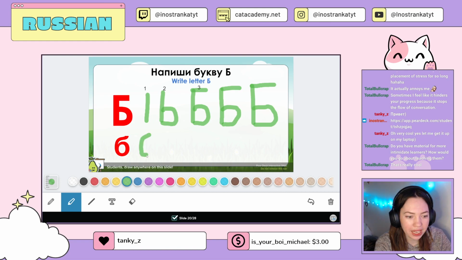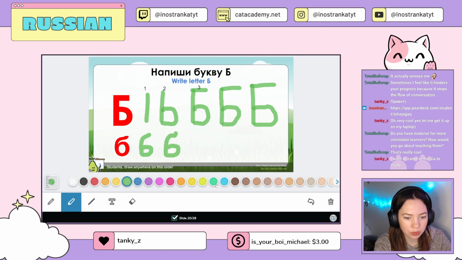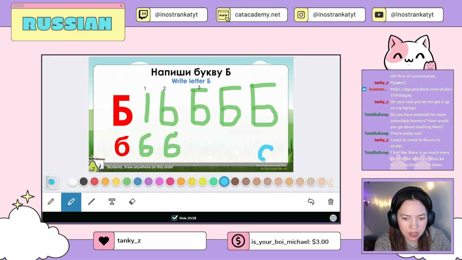Okay, B. The first one is the capital B, the second one is the lowercase b, and in different books, depending on the font, it could look different. But basically this is the traditional B. And sometimes when someone writes by hand, you could see it this way. It would also be B.